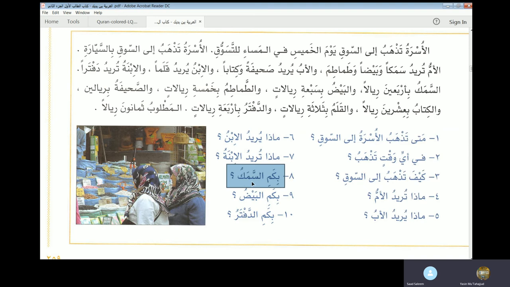Bikam asamaku? How much for the fish? What is the price of fish? Now, matlubu, not atlubu, not the cost. Just tell us the price. Don't ask him for money, because matlub is used for asking money from the second person. At the moment, we will just be telling the price.